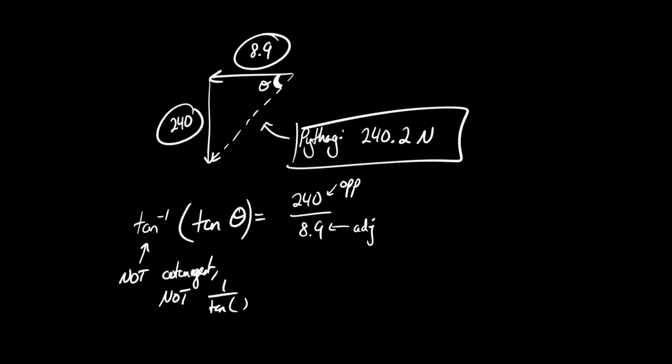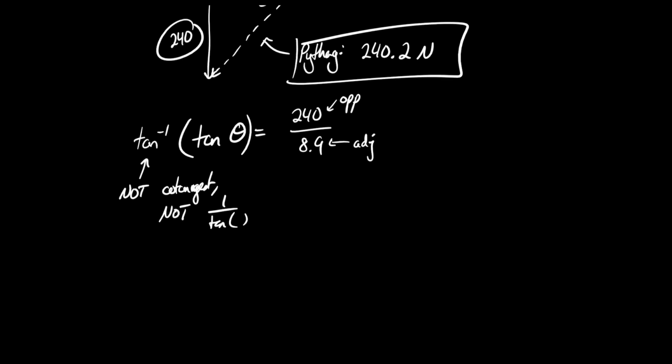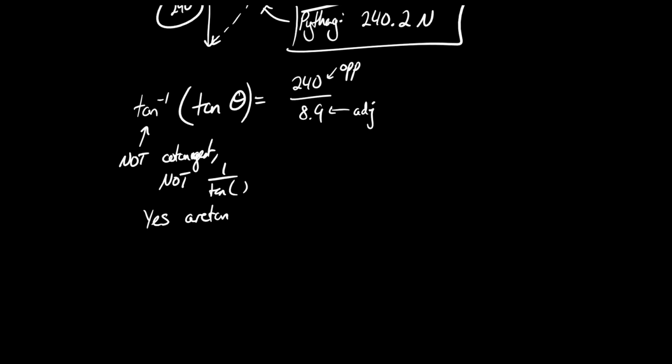It's its own button on your calculator, sometimes called arctan. If you do it on something like Wolfram Alpha, the arctan will show up. So you take the arctan of both sides, and you get that theta equals arctan of 240 divided by 8.9, which is 87.9.